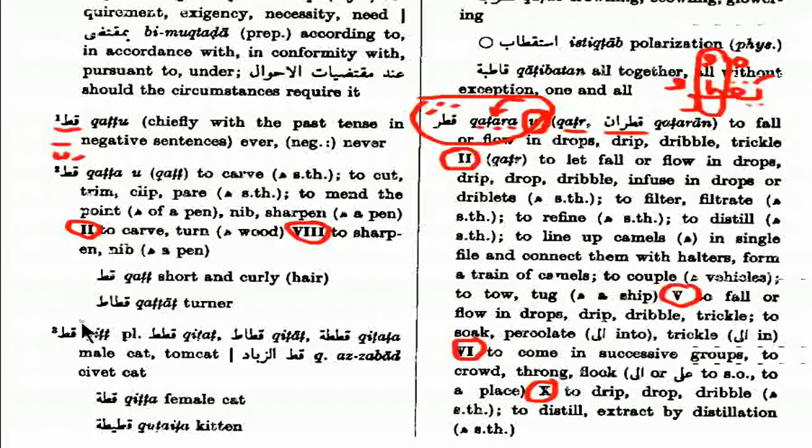And this is qittun. This is a basic word that you learn in basic Arabic, which means a cat. So there's an I, which indicates a kasra, and then two T's with a dot on the bottom, which means it's called a shadda. So qittun. And then we have the plural of qittun. What's the plural of it? It's qittatun. And then we have some other plurals of it. And then you have qitta, a female cat. And qatitatun is a kitten. So we can get a lot of meanings from this Hahns Wehr dictionary. It's just a matter of knowing how to use it.